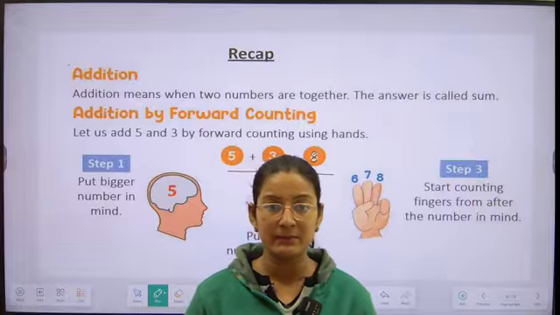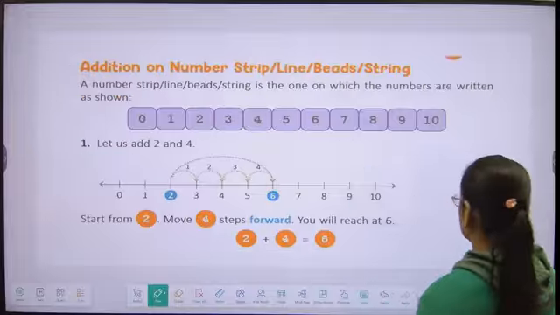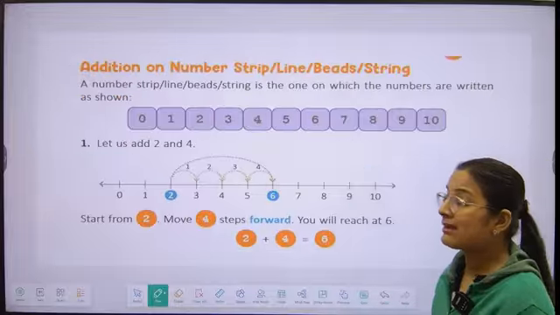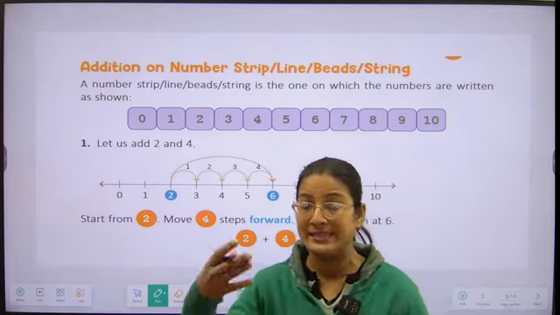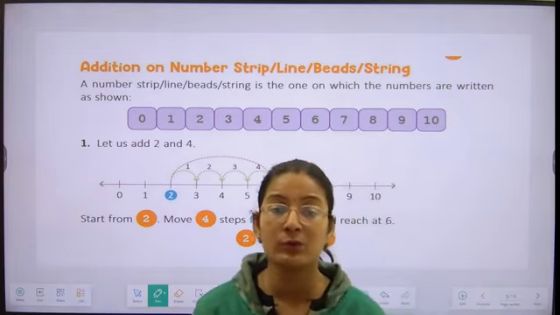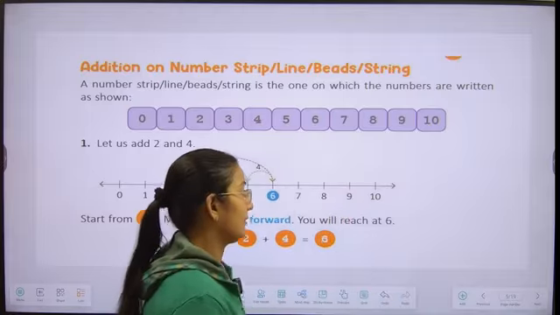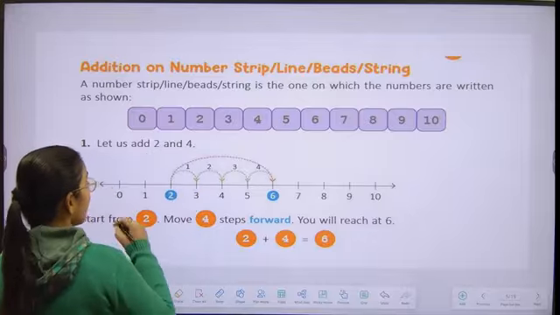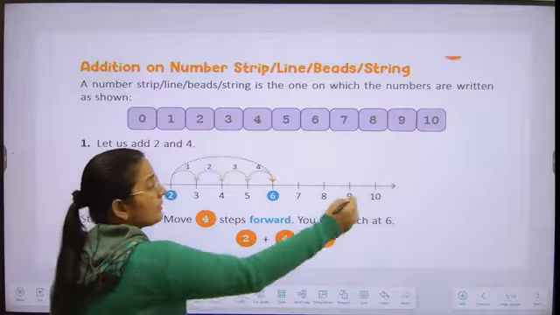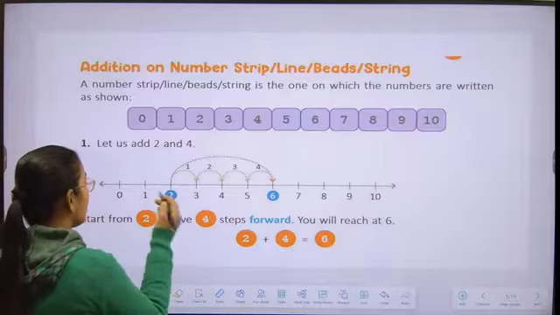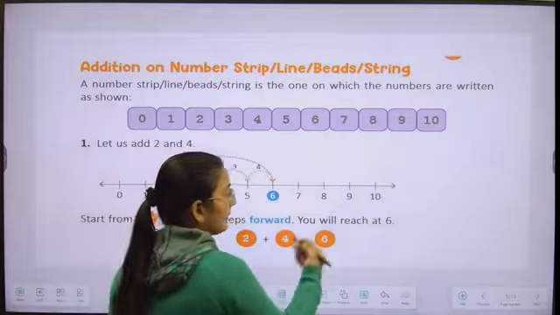Everyone is understanding? Very nice, students. Now we are going to understand addition of numbers with the help of a number line. As I told you, whenever we want to add numbers on a number line, first we have to draw a number line. For a number line, what do we have to do? We have to make a straight line and write the numbers one after another, just like here: 0, 1, 2, 3, 4, 5, 6, 7, 8, 9, 10.